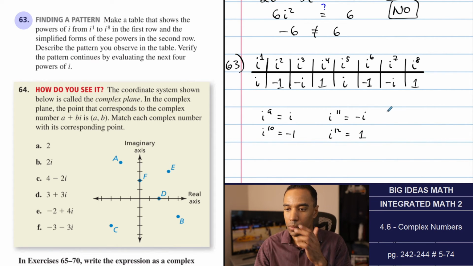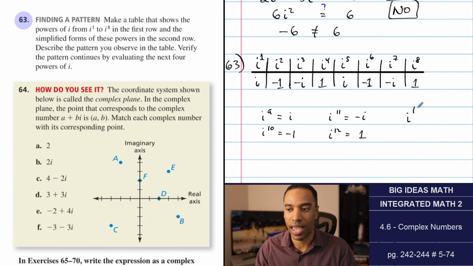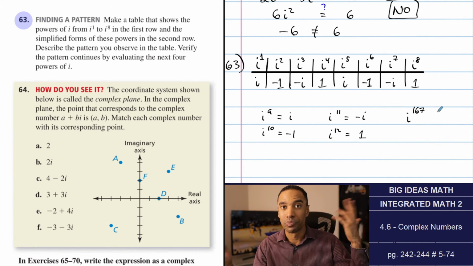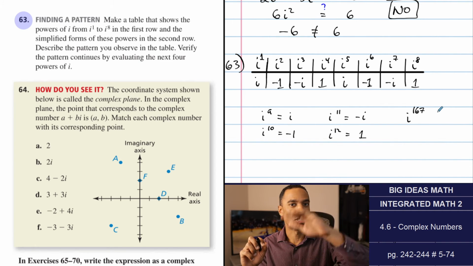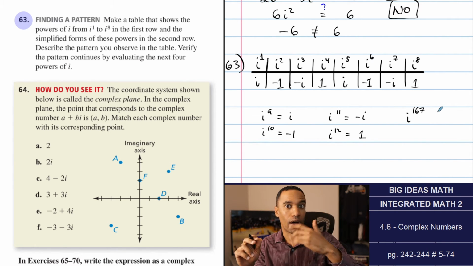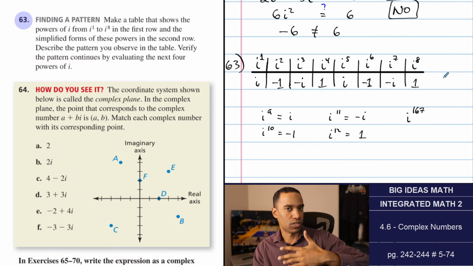So what's i to the 167th? If every multiple of 4 gets us back to 1, because i to the 4th is 1, then do multiples of 4 up to like 167, right?